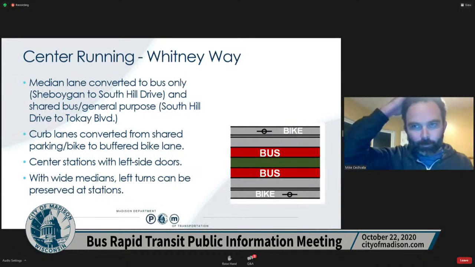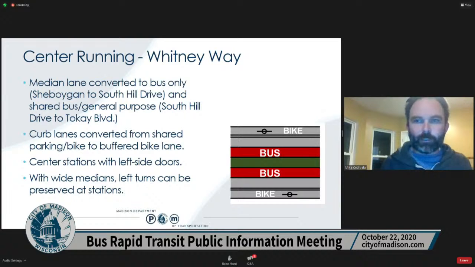So Whitney Way, moving to the east. Whitney Way is a pretty similar road to Mineral Point. The median lane would be converted from a general purpose lane to bus only north of South Hill Drive, sort of the north half of it, and a shared bus and general purpose lane south of South Hill Drive.